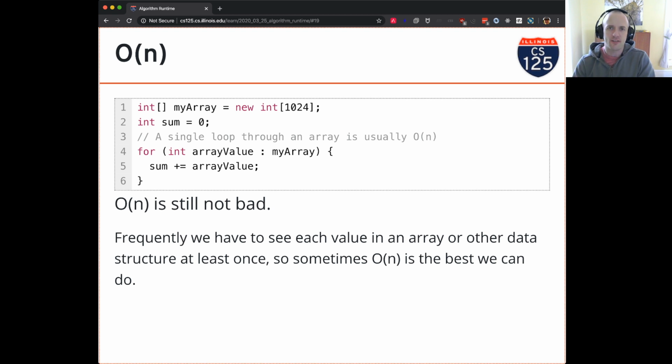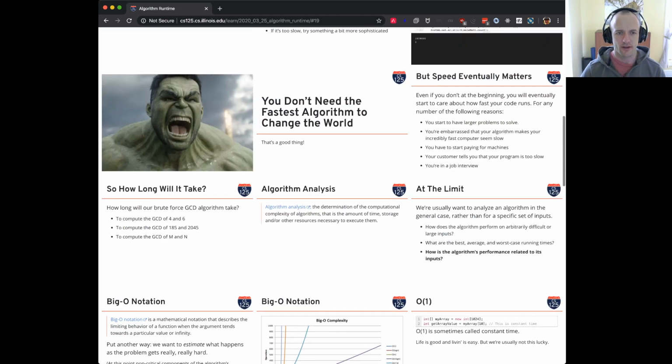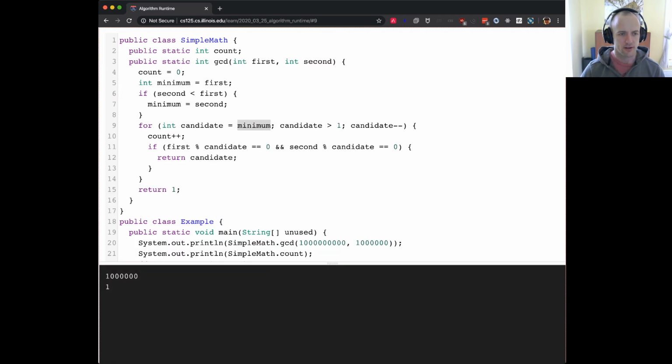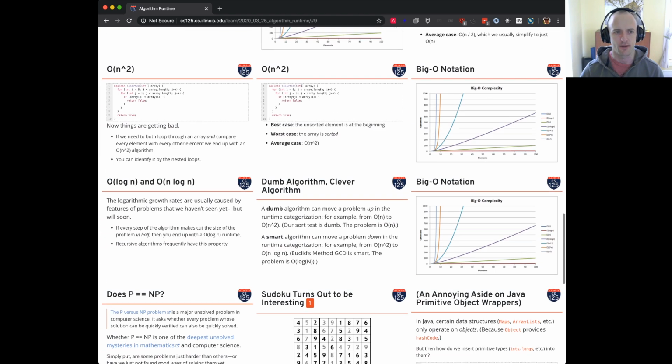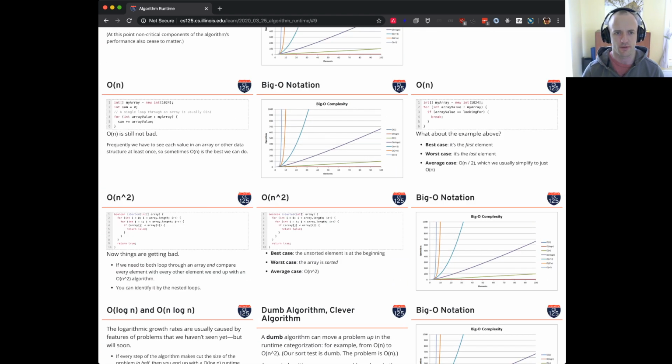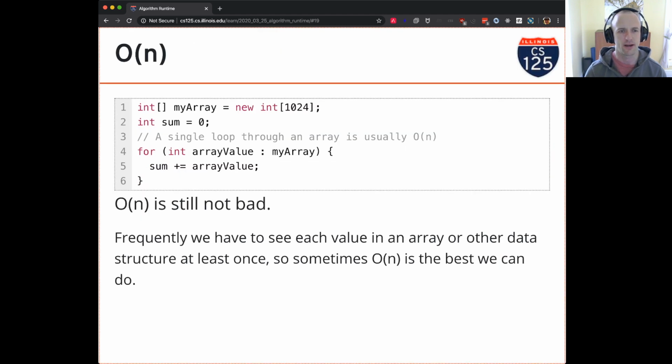Frequently, when we see an O(n) algorithm, we see a single loop. So here's an example. This is a single loop that goes through an array. In this case, the algorithm is O(n), where n is the size of the array. If we go back and look again at our GCD algorithm, this is another case where we see a single loop. And this GCD algorithm is also O(n), where n is the smaller of first and second. So O(n) algorithms are pretty common, and we will talk about many of them as we go along.